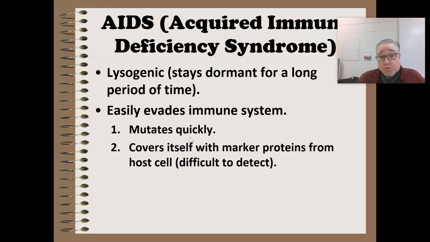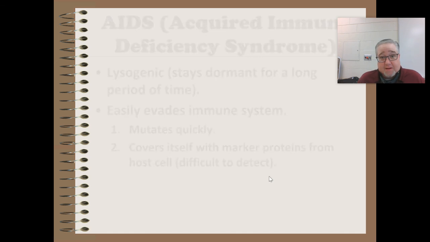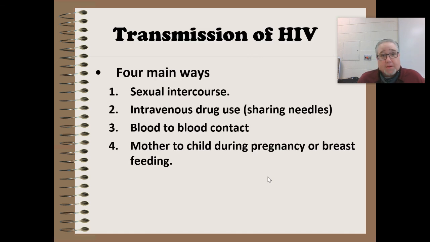The disease also mutates very quickly. It's a virus that mutates fast. It gets inside of your cells, and when it breaks out, a lot of times it will cover itself with part of the host cell membrane, and it makes it really hard to detect inside the body because it's engulfed in marker proteins from the host cell. So that's kind of problematic as well.